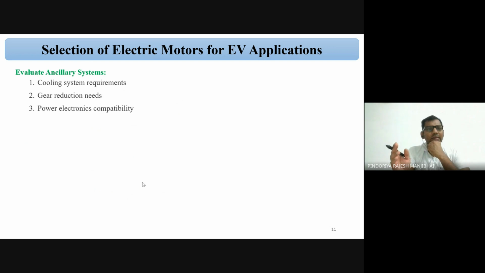And this one is to evaluate the necessary systems. So there is a cooling system requirement, so which type of cooling, and whether gear reduction is needed. Mostly we use a single gear transmission system, as I said in the previous classes. And power electronics compatibility, so which type of power electronics module you use to operate the electric motors. So this type of parameter we also have to consider while selecting the electric motors.